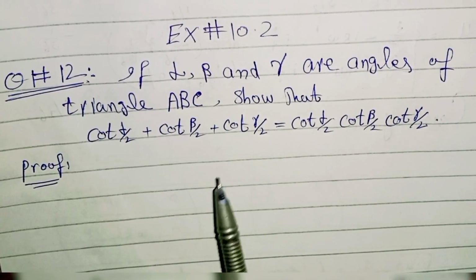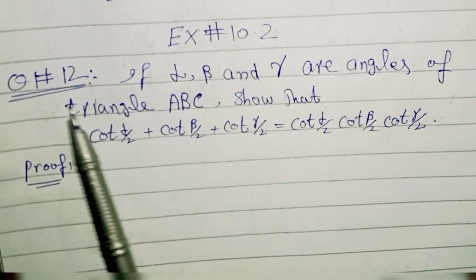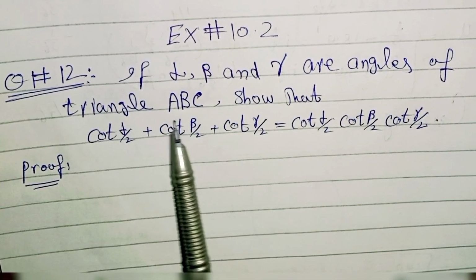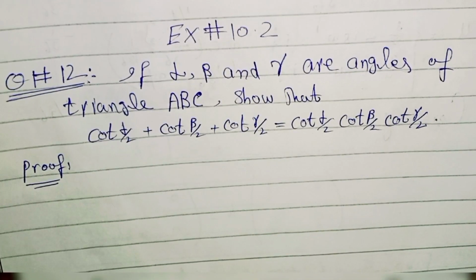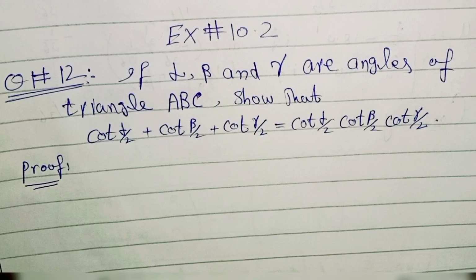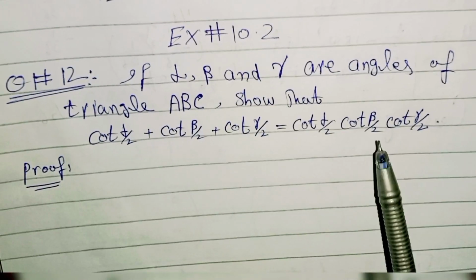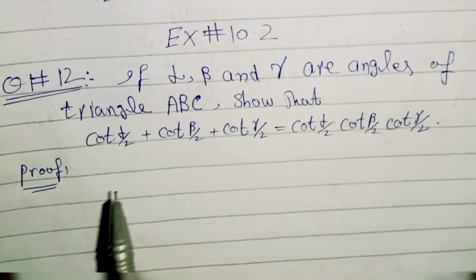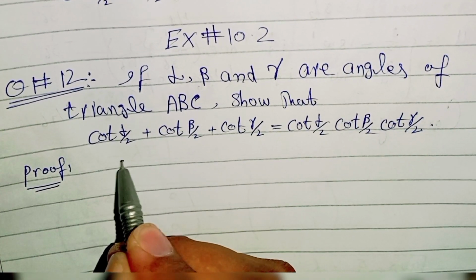Bismillahirrahmanirrahim. Today we discuss exercise 10.2 question number 12. If alpha, beta and gamma are angles of triangle ABC, show that cot alpha by 2 plus cot beta by 2 plus cot gamma by 2 is equal to cot alpha by 2, cot beta by 2, cot gamma by 2. Now we start the solution.